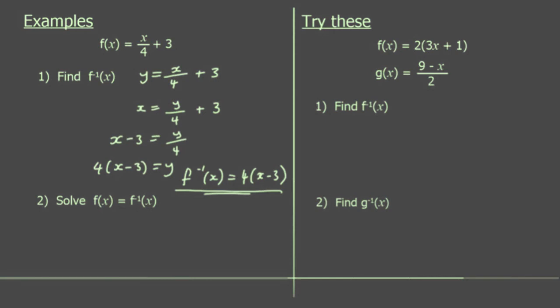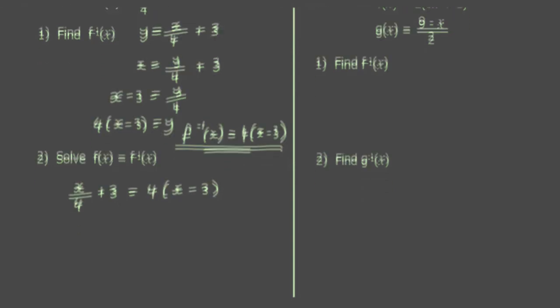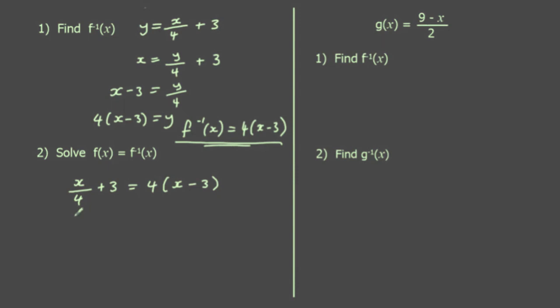Question to solve: f of x equals f inverse of x. So f of x is x over 4 plus 3, and f inverse of x is 4 times (x minus 3). Let us solve this. We can start by expanding the bracket that we didn't expand before. So x over 4 plus 3 equals 4 times x is 4x, 4 times negative 3 is negative 12.